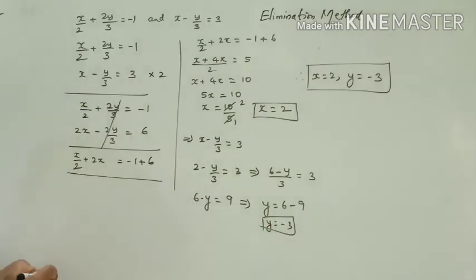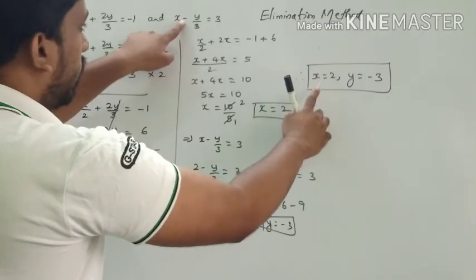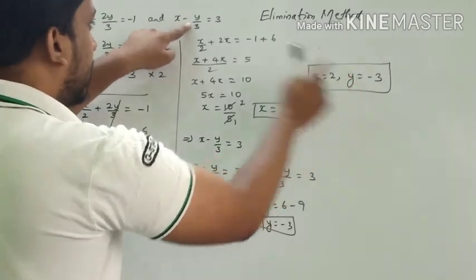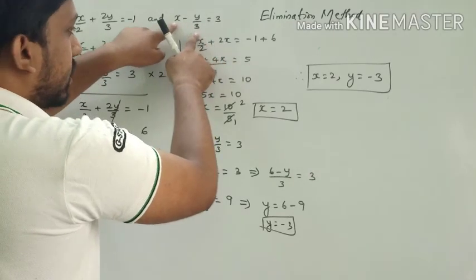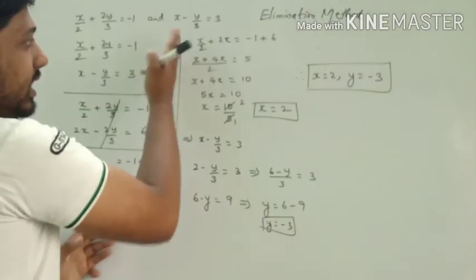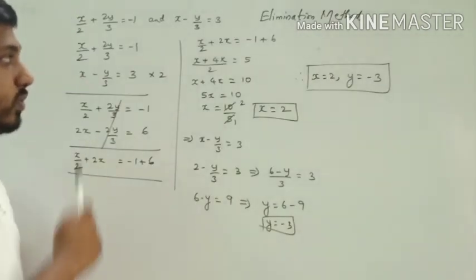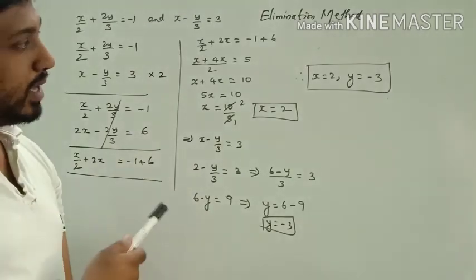So if we again substitute, we'll be getting that thing. Okay, x is 2, y is -3. -3/3 is -1, right? So x + 1, obviously 2 + 1 is 3. So the equation is getting satisfied. So this way we can solve the pair of linear equations in two variables by elimination method.